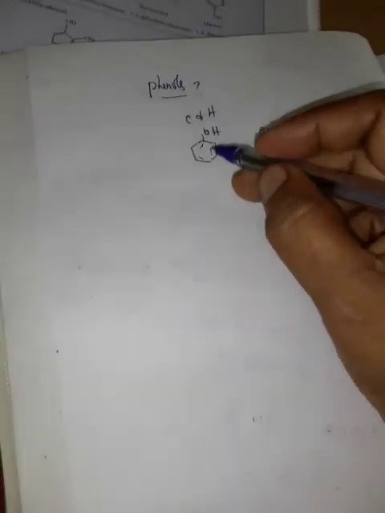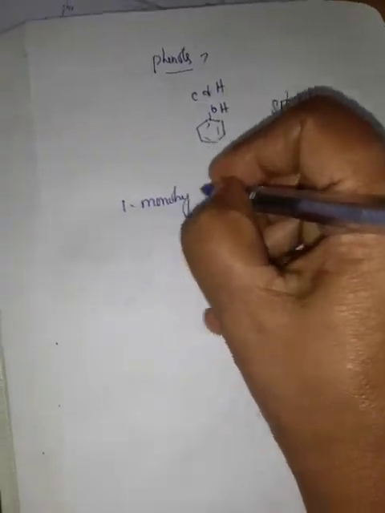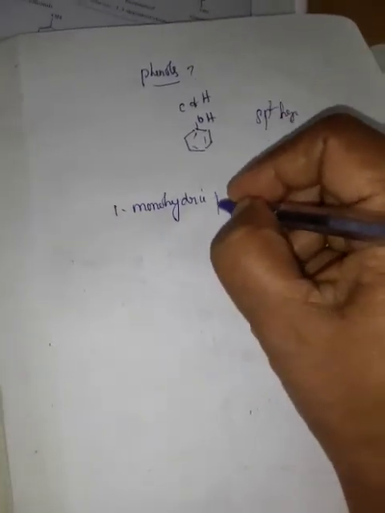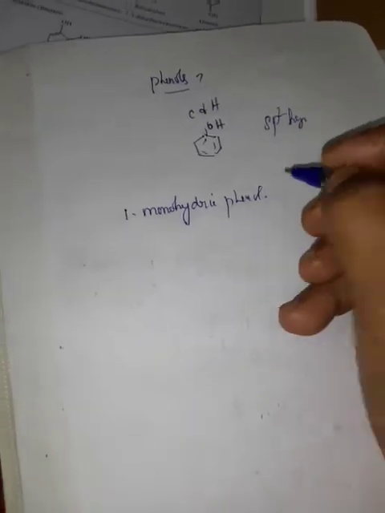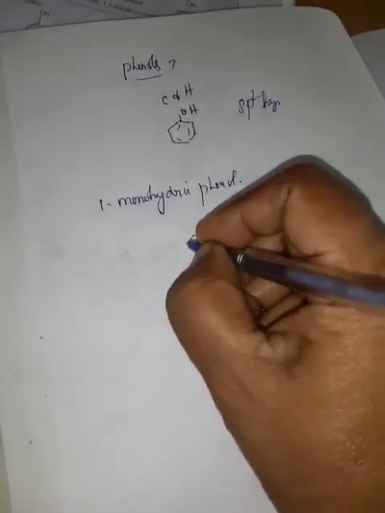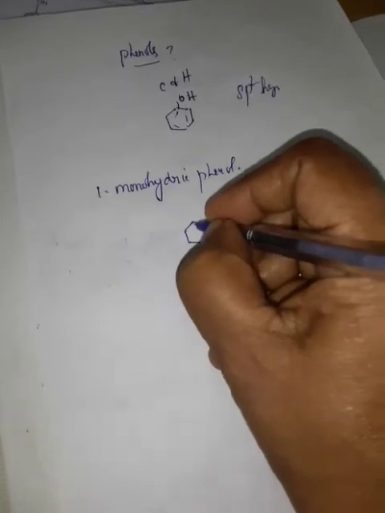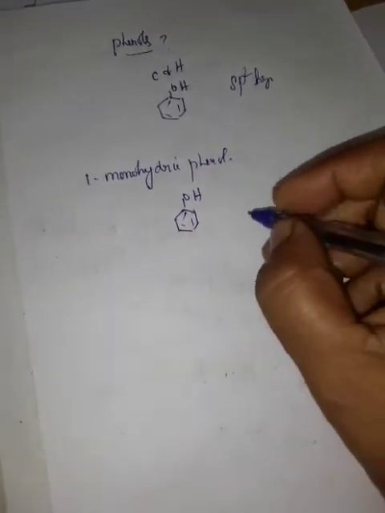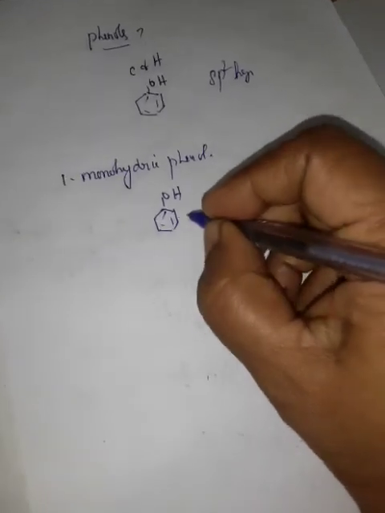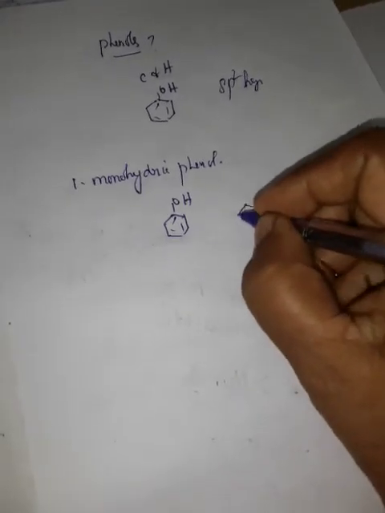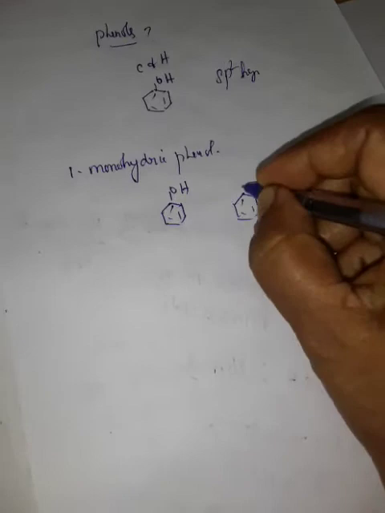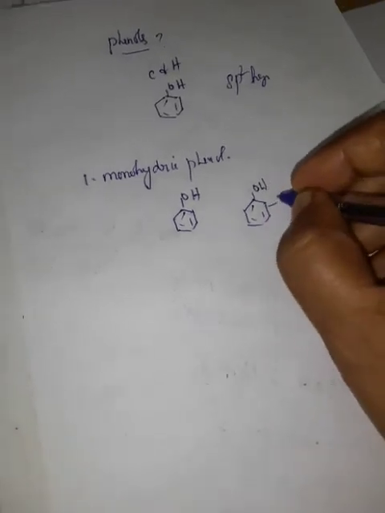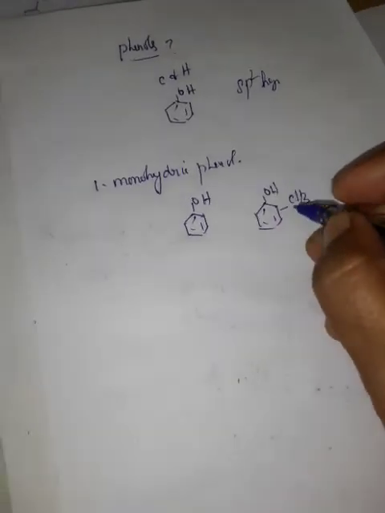Now, there are many classifications of phenols. The first one is monohydric phenol. What is monohydric phenol? Monohydric phenols means phenol that is benzene having one OH group. That is called monohydric phenol. This is the phenol. One more example I'll write. This is also monohydric phenol.